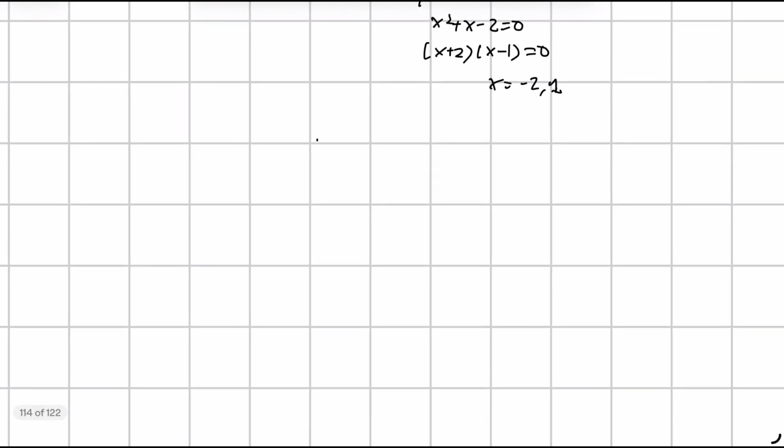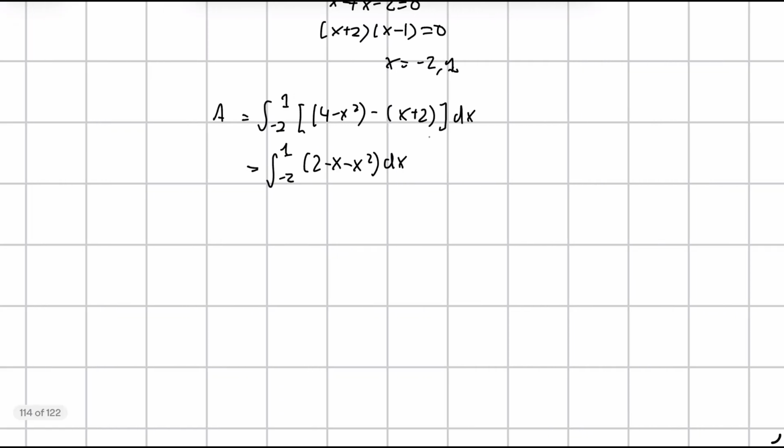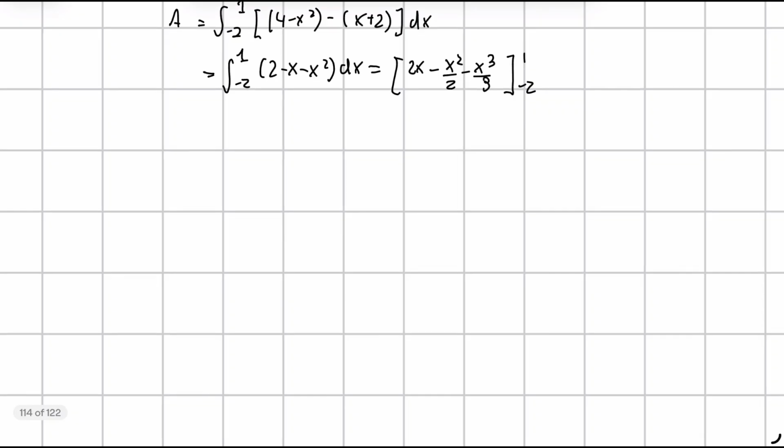So basically, we're going to have the area is equal to the integral from negative 2 all the way to 1 of 4 minus x squared, and then we subtract x plus 2, dx. So this becomes the integral from negative 2 to 1 of 2 minus x minus x squared, all times dx, and then we can write this in definite integral version. We're going to have 2x minus x squared over 2 minus x to the power of 3 over 3, evaluated from negative 2 to 1.